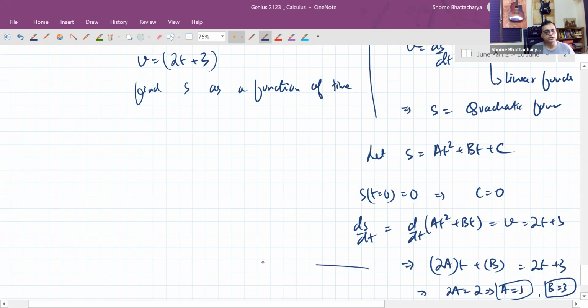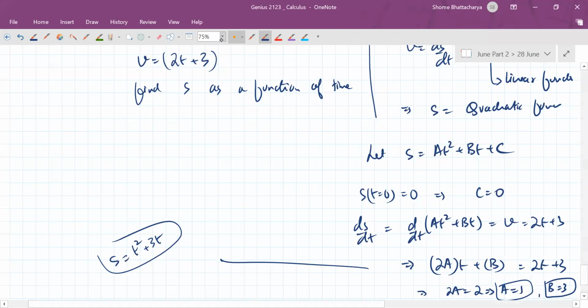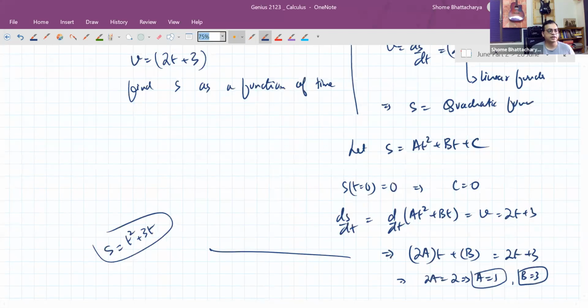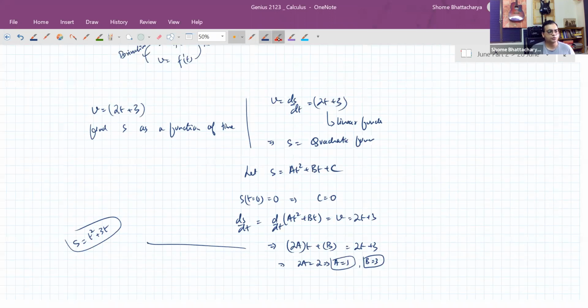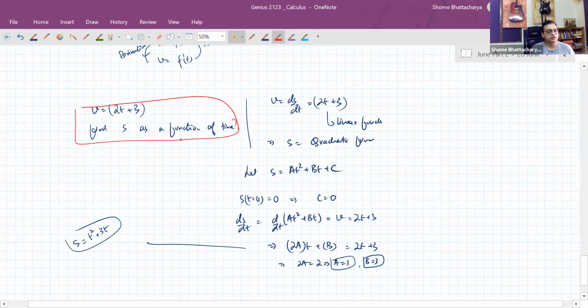So from this we got that s as a function of time should become t square plus 3t. This is how we have done these questions at that stage. But now you can see we can do this question by integration. We don't need to do this guesswork kind of work. So now we can approach this question using integration. You can do this question like this: v is ds by dt. That means integration of ds is equal to integration of v dt.